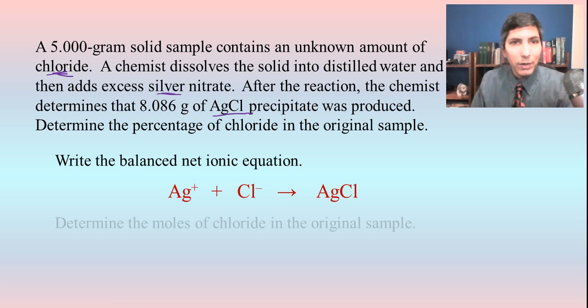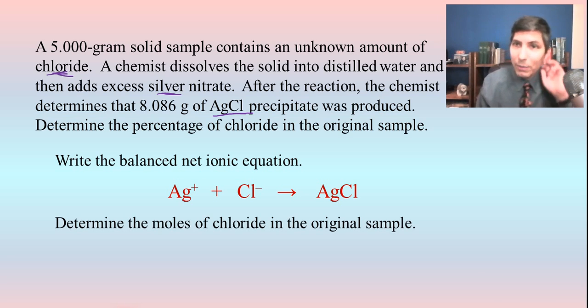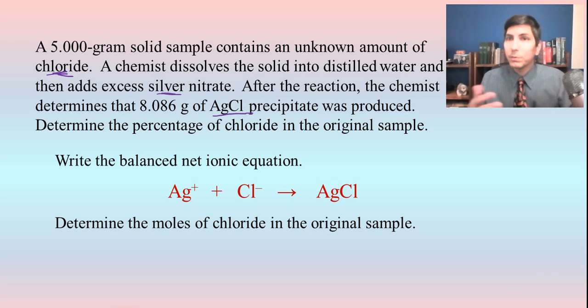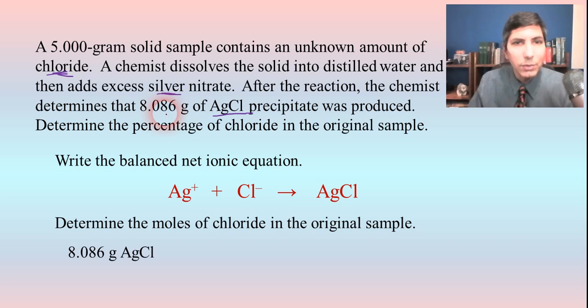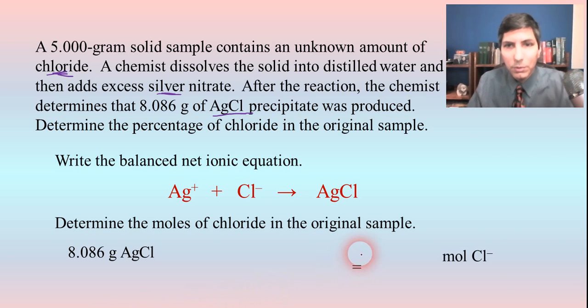Now, this is where we're going to find out how much chloride we had in that original sample. So we're going to start with how much precipitate we were able to get. So that's the 8.086 grams of silver chloride. And let's find out how many moles of chloride we had in that original sample. So we're going to convert to moles of chloride way down here at the end. And this is just a stoichiometry problem. Whenever you have a gravimetric analysis like this, it's just a stoichiometry problem, just a straight 3-step process.